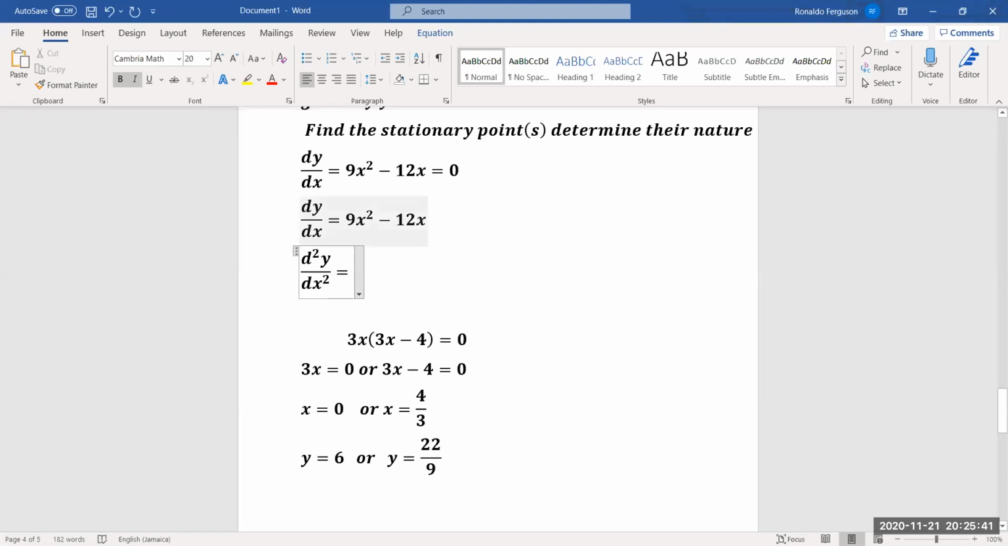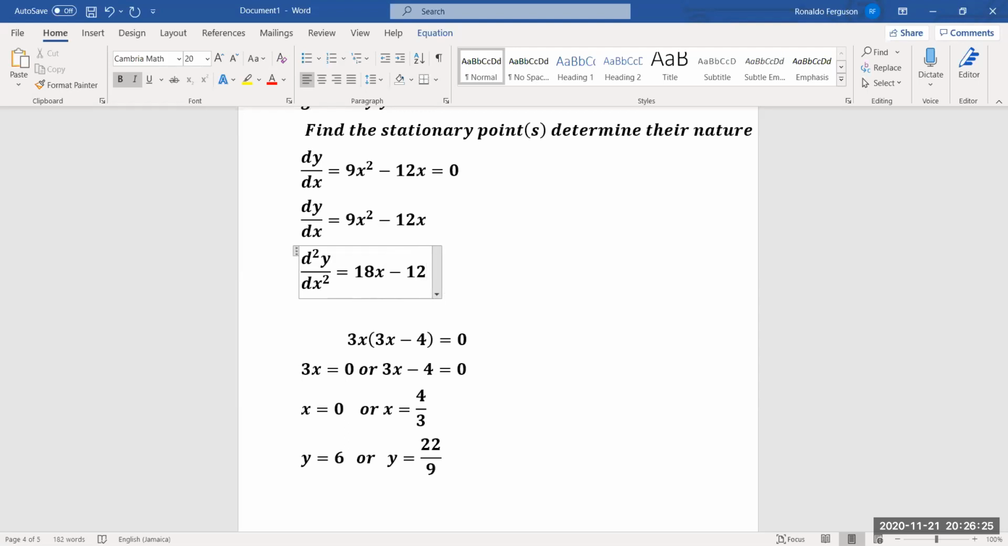d2y by dx squared means you differentiate dy by dx. So it means you differentiate this again. That's what d2y by dx squared means. So when you differentiate 9x squared minus 12x, what do you get? So you have to do it over. Yes, you're differentiating the function again. 18x minus 12, good.